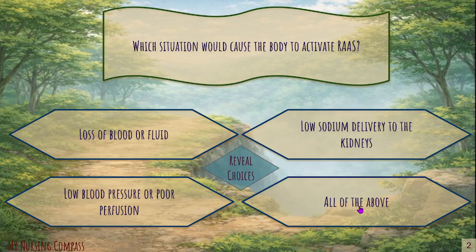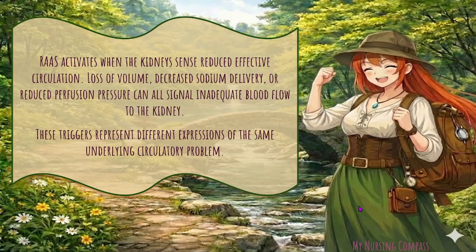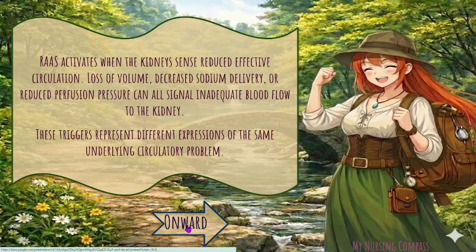If you selected all of the above, you are correct. RAAS activates when the kidneys sense reduced effective circulation. Loss of volume, decreased sodium delivery, or reduced perfusion pressure can all signal inadequate blood flow to the kidneys. These triggers represent different expressions of the same underlying circulatory problem. There is also a special circumstance that could activate RAAS as well, and we will get into that later. For now, just focus on the main triggers for RAAS.